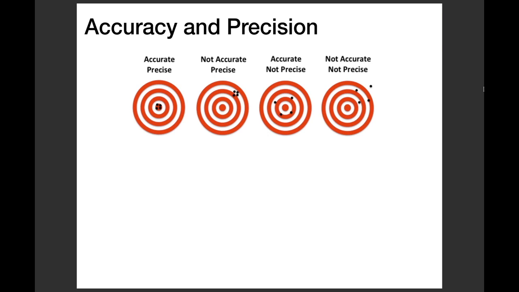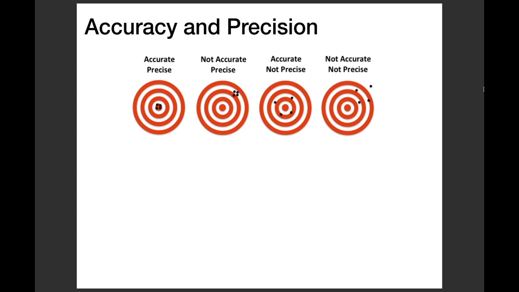If something is both accurate and precise, you'll have all of your bullet holes in the bullseye very closely grouped together. As you lose accuracy, you maintain that grouping, but it goes away from that bullseye. If you have something that's accurate and not precise, all of your bullet holes are grouped around the bullseye, but each bullet hole is far apart. When you have something that is not accurate and not precise, then the bullet holes are neither close to the bullseye, nor are they grouped tightly together.